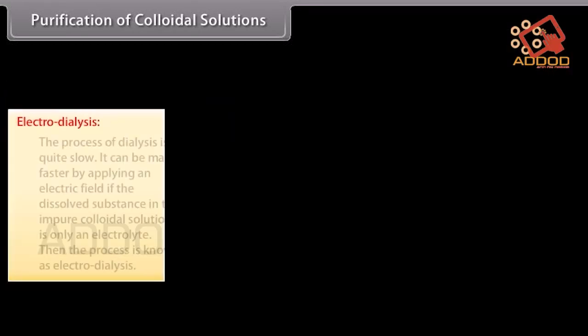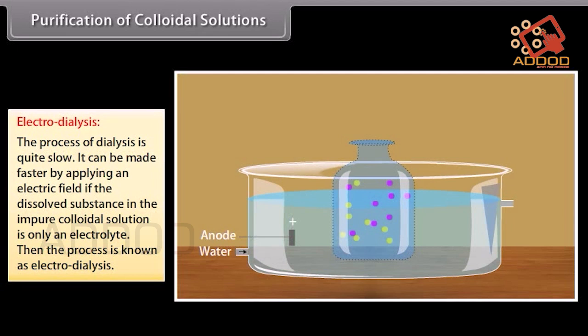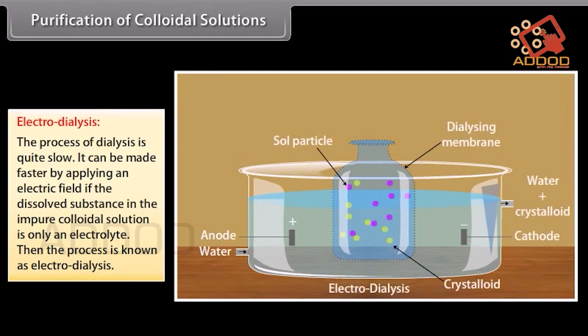Electrodialysis. The process of dialysis is quite slow. It can be made faster by applying an electric field if the dissolved substance in the impure colloidal solution is only an electrolyte. Then the process is known as electrodialysis.